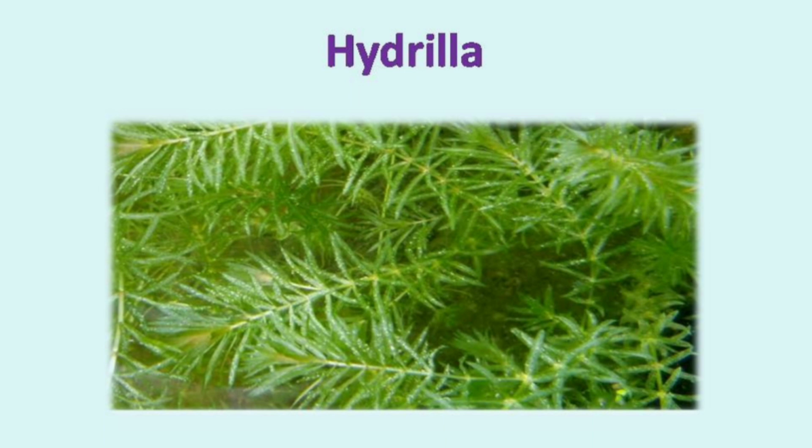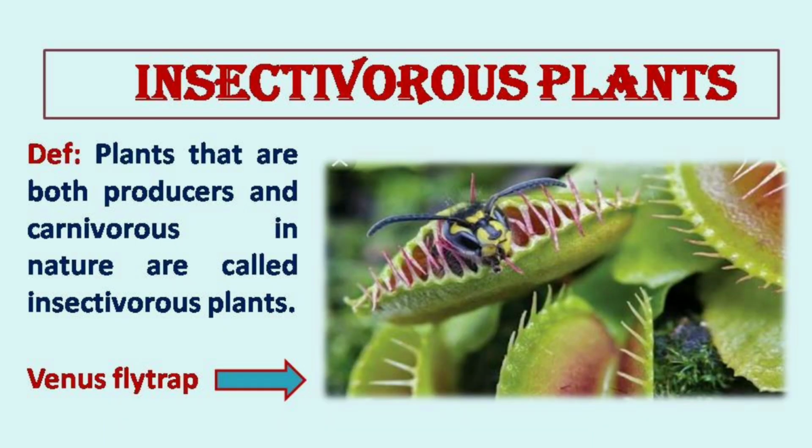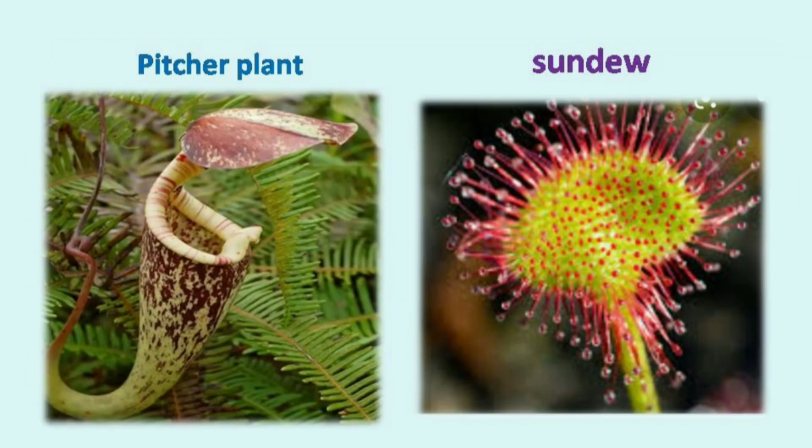Apart from the adaptations that we have learned from the terrestrial and aquatic plants, there are some more adaptations that we will be learning in this chapter. These are the adaptation of insectivorous plants and non-green plants. Insectivorous plants. Plants that are both producers and carnivores in nature are called insectivorous plants. So here producers means these plants produce their own food by the process of photosynthesis, and carnivores means these plants feed on other small animals, especially insects. Examples of these plants are Venus flytrap, pitcher plant, and sundew.